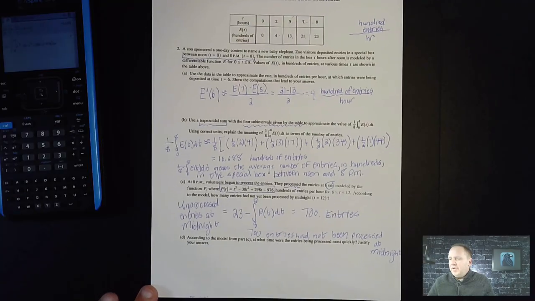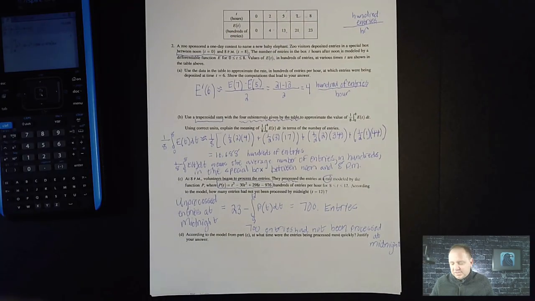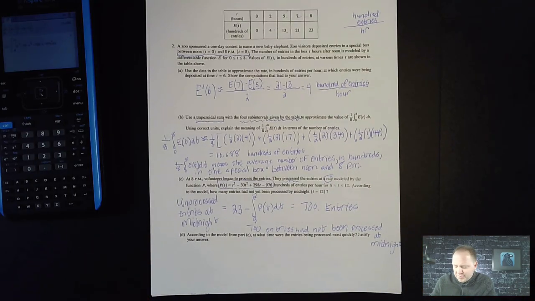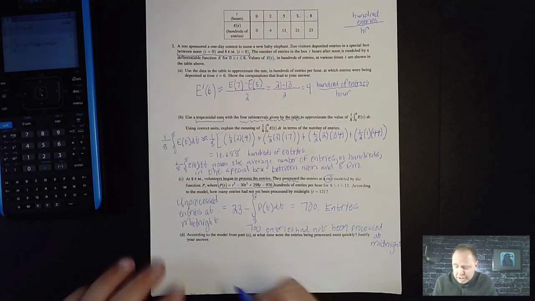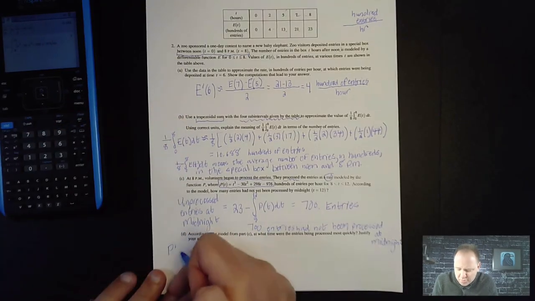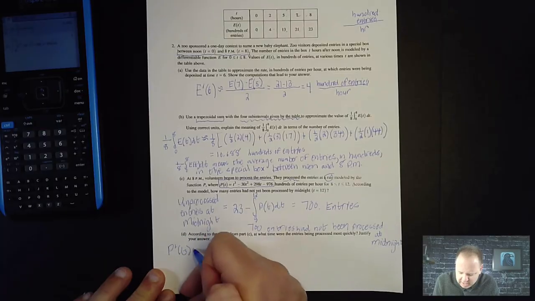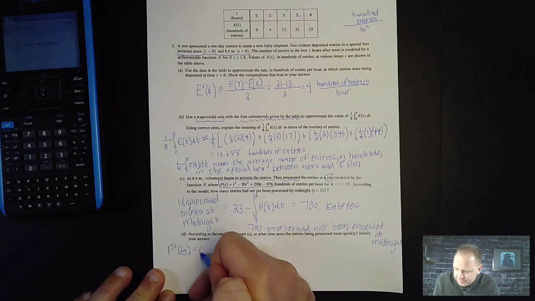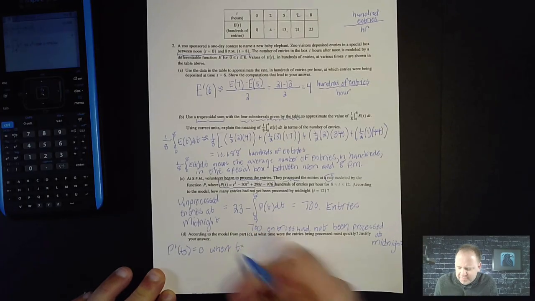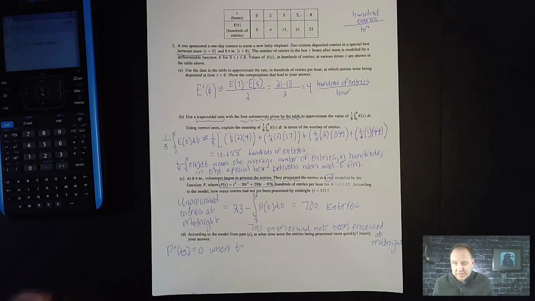All right, here's where they made it hard for students to get a perfect score because you had to be on your game here. Let's talk fundamentals. According to the model from part C, at which time were the entries being processed most quickly? So I want to know when the rate is at a max. So I would let them know, okay, I want to know when P prime of t is equal to 0. And when does that happen? But I want to figure out where that happens on the endpoints. I'll get to that in a second.